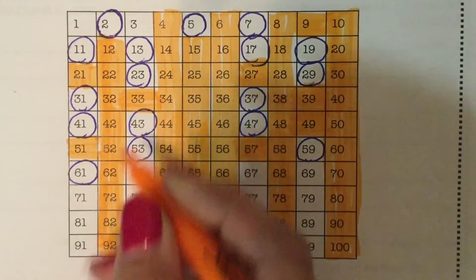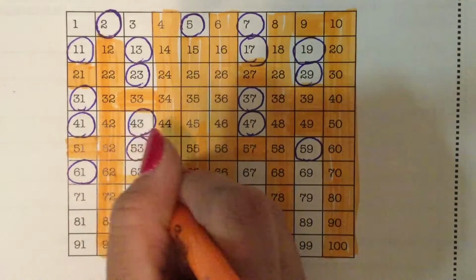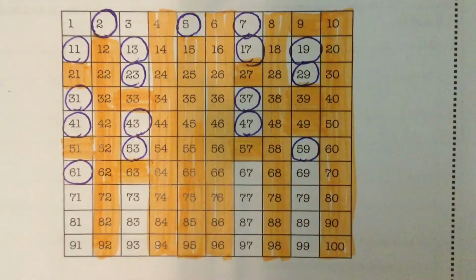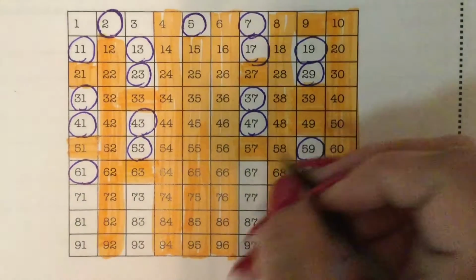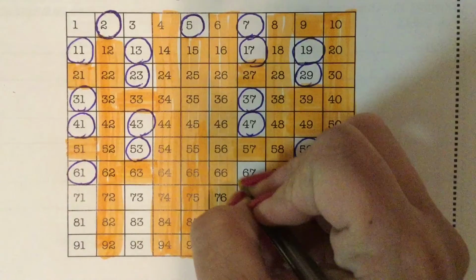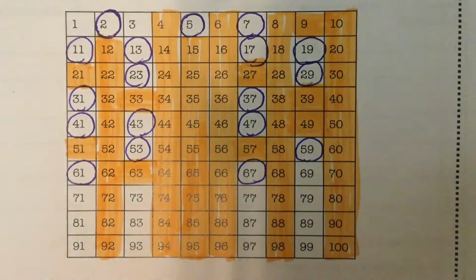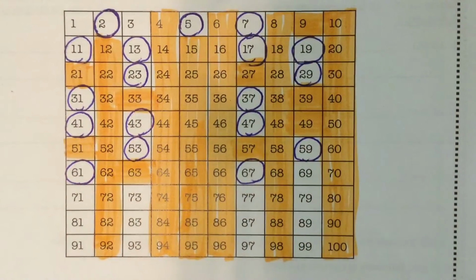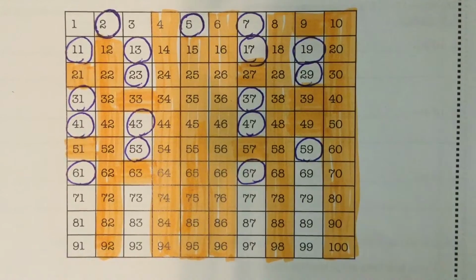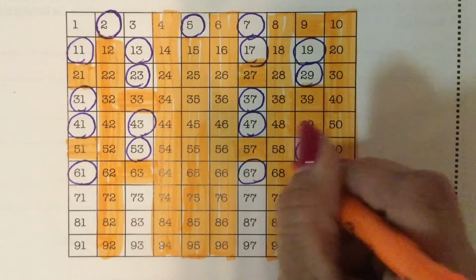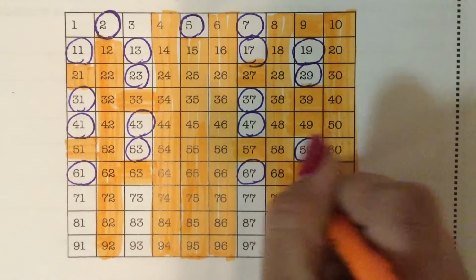63, 6 plus 3 is 9. 9 and 3 both go into 9. 67, 6 plus 7 is 13. It is a prime number. 69, 6 plus 9 is 15. 3 goes into 15 evenly.